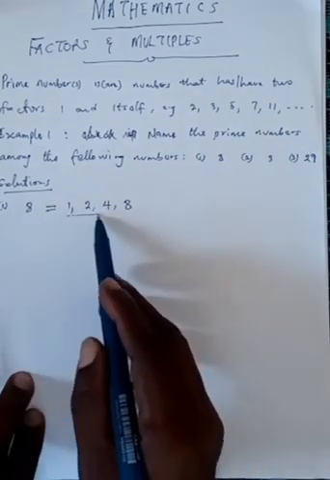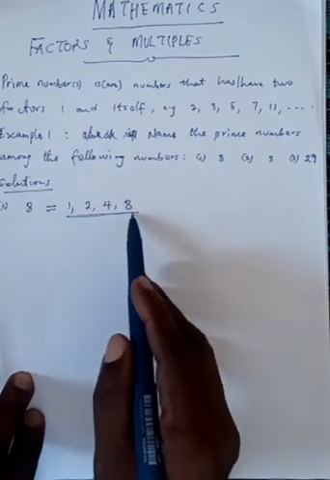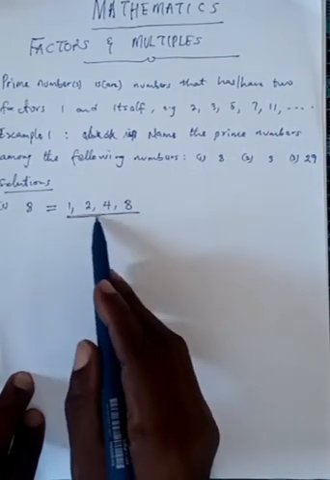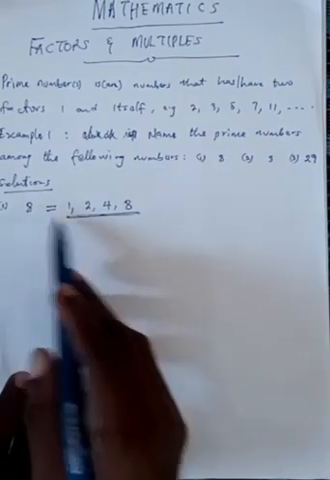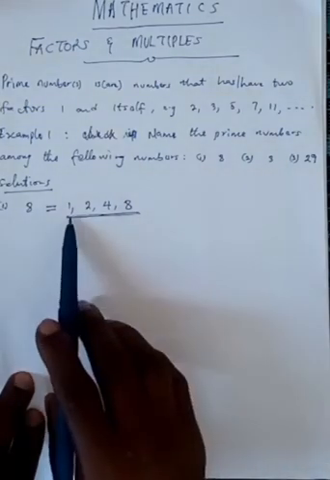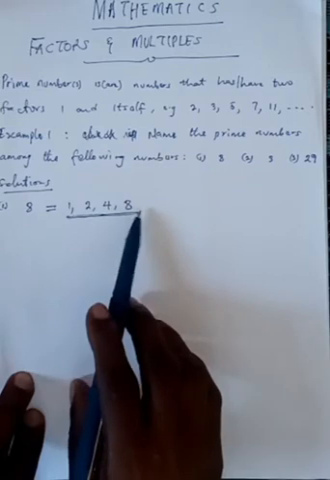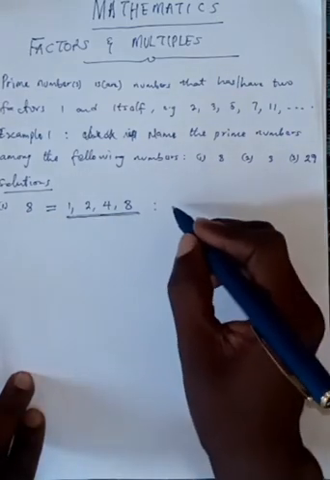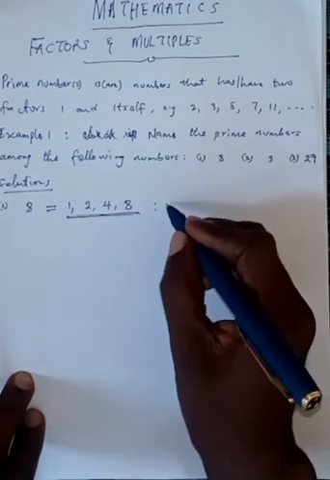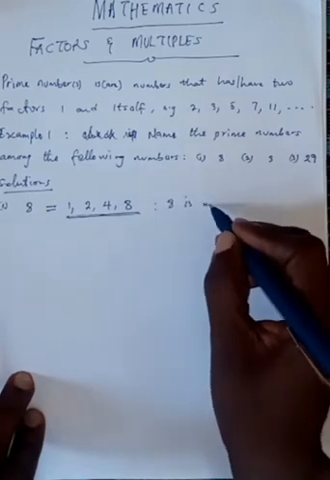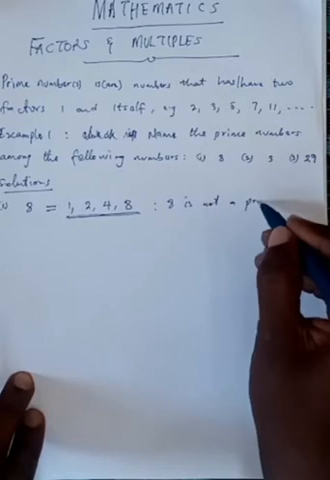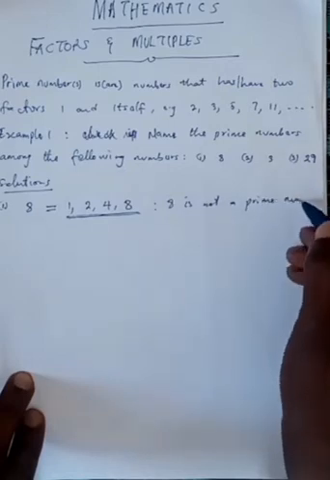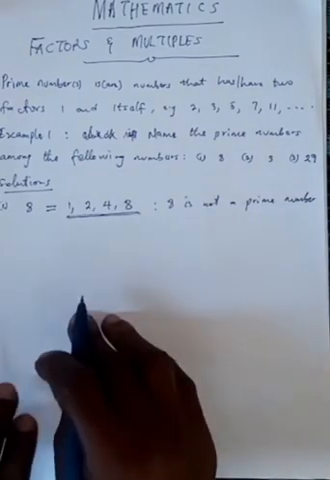So for me to determine whether this is a prime number simply means I am going to consider how many numbers can divide it. That is, how many factors does the number 8 have. Since the number of factors it has is more than 2, then 8 is not a prime number. So I can say that 8 is not a prime number. So that is number 1.